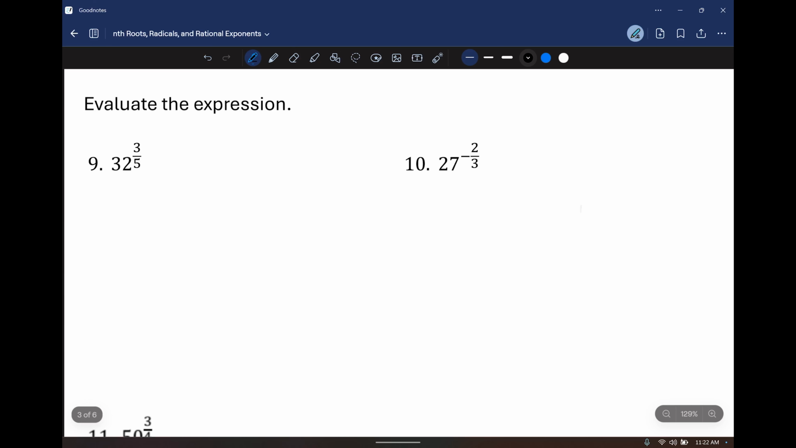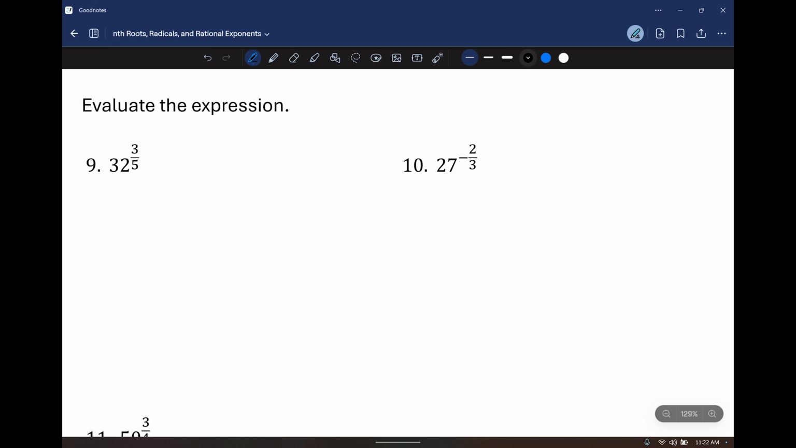So again, we're going to evaluate these expressions just like we were in the last little section. I know that 32 is a perfect fifth root, so I'm going to take the fifth root of 32. And because it's a perfect fifth root, then I know I can take it and cube it. So the fifth root of 32 is 2, and then I'm going to cube that. 2 cubed is 8.